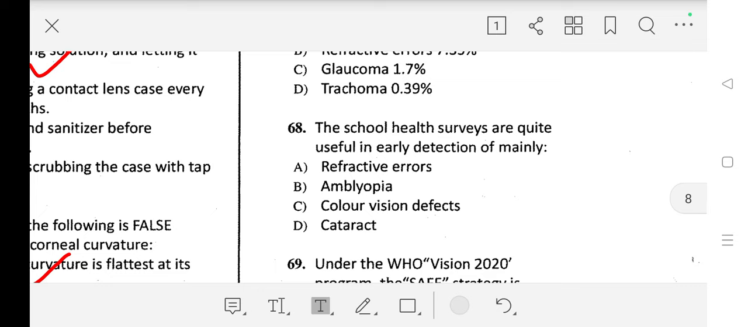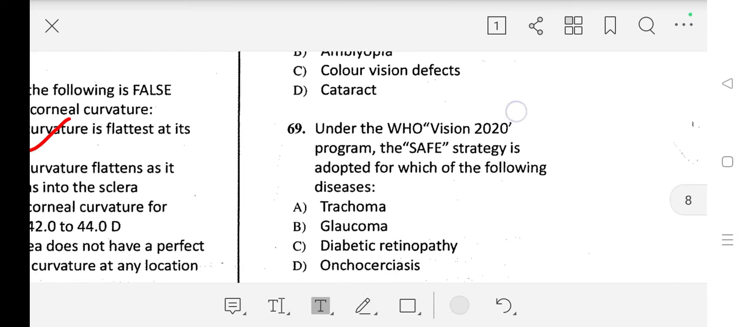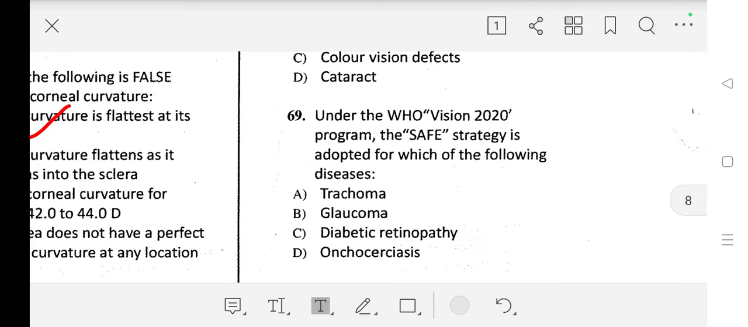Next question is, the school health survey is quite useful in early detection of mainly: refractive error, amblyopia, color vision defect, or cataract. Its right answer is A part, refractive error. Next question is, under the WHO Vision 2020 program, the SAFE strategy is adopted for which of the following diseases? A part trachoma, B part glaucoma, C part diabetic retinopathy, D part onchocerciasis. Its right answer is A part, trachoma.